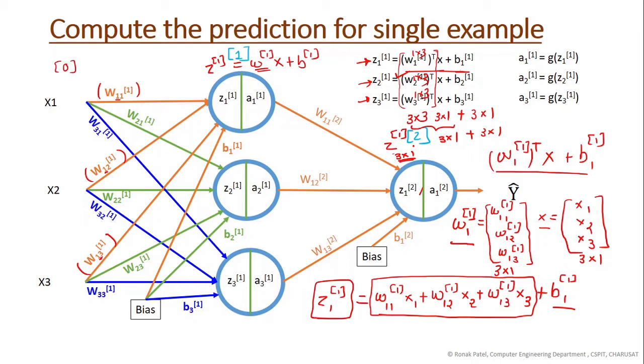Nitin, rule number 2. Nitin, any doubt in this? Okay, tell me how you will indicate the weight going to layer 3, to layer 2 neuron 2 of that layer and coming from neuron 1. Weight going to layer 3 to neuron 2 coming from neuron 1.